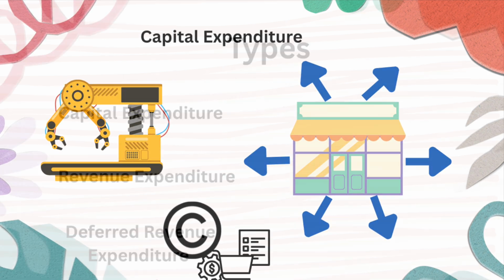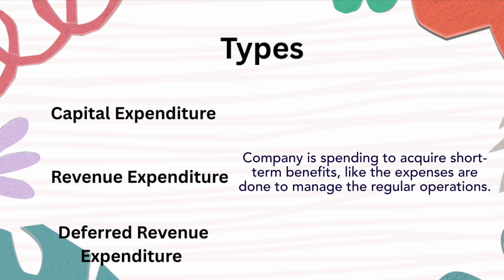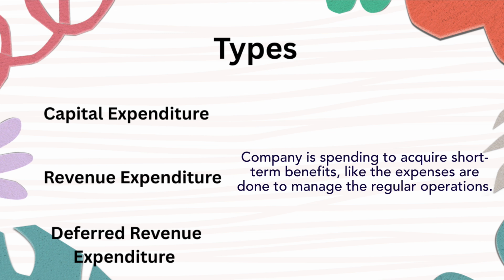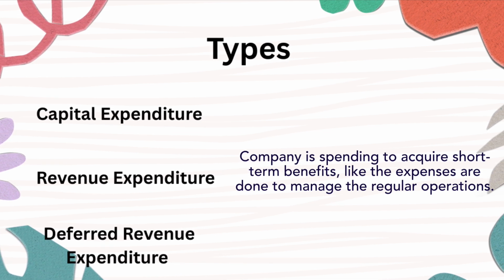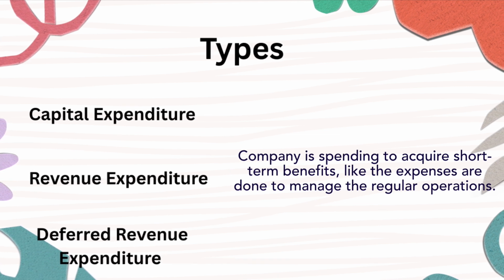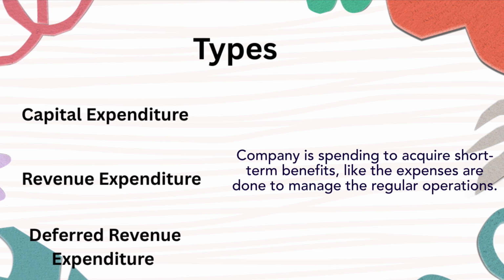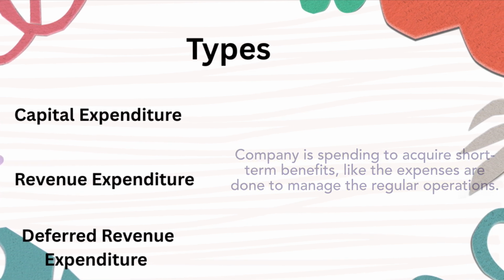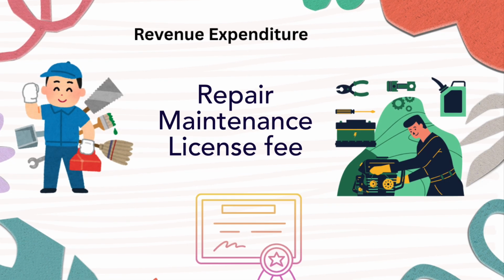The other category of expenditure is revenue expenditure. In this, the company is spending to acquire short-term benefits. The expenses are done to manage the regular operations, but the benefit of these expenses would also consist of a certain time period. For example, if we are repairing any equipment, the expense is covered under revenue expenditure, but the benefit will be attained in the following years.